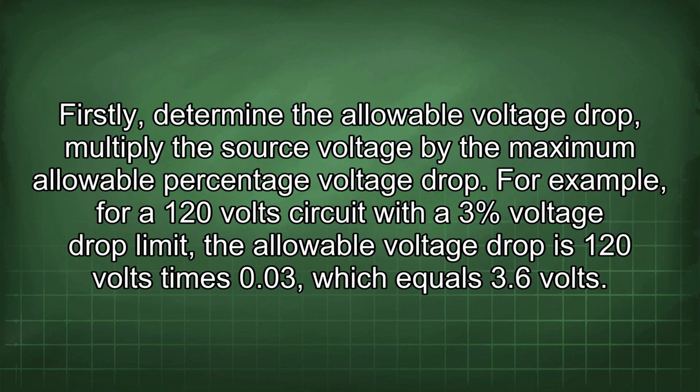Firstly, determine the allowable voltage drop. Multiply the source voltage by the maximum allowable percentage voltage drop. For example, for a 120 volt circuit with a 3% voltage drop limit, the allowable voltage drop is 120 volts times 0.03, which equals 3.6 volts.